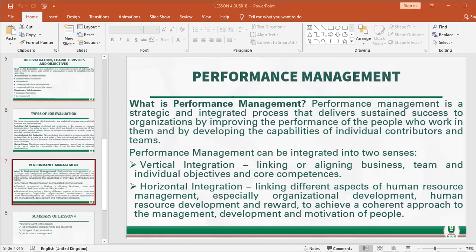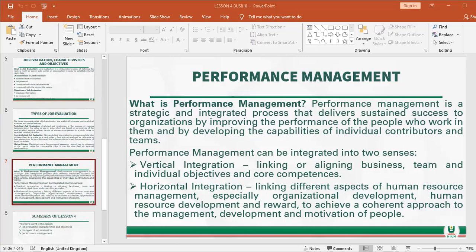So in this type of integration, they try as much as possible to align organizational goals and objectives with that of the employees, to make sure that everybody is speaking in one voice, and everybody is conforming to the organization's mission and vision in order to achieve the goals and objectives. That's what the vertical integration is talking about.